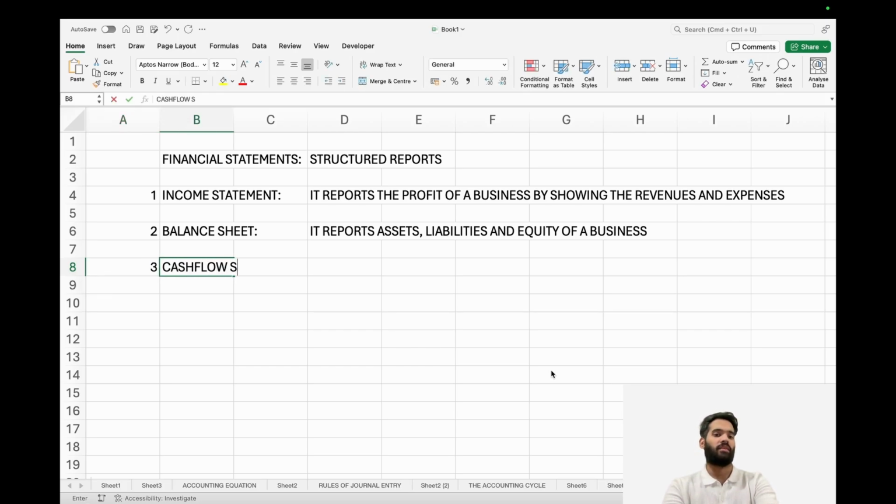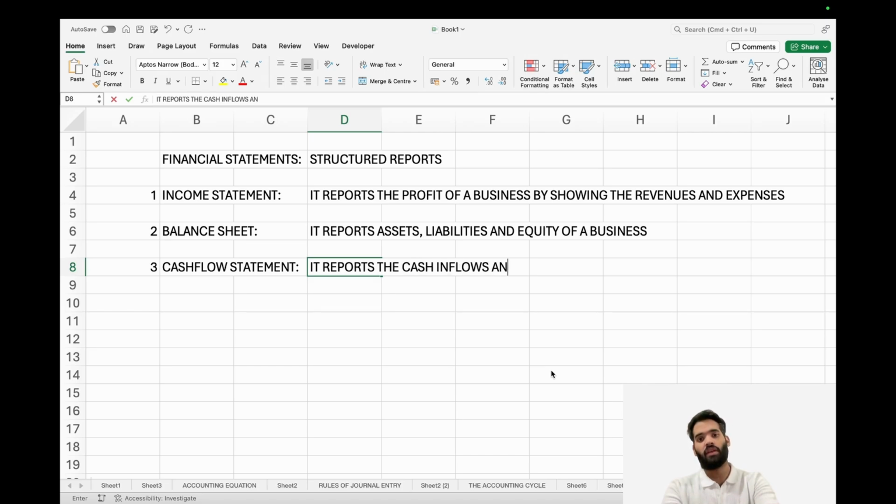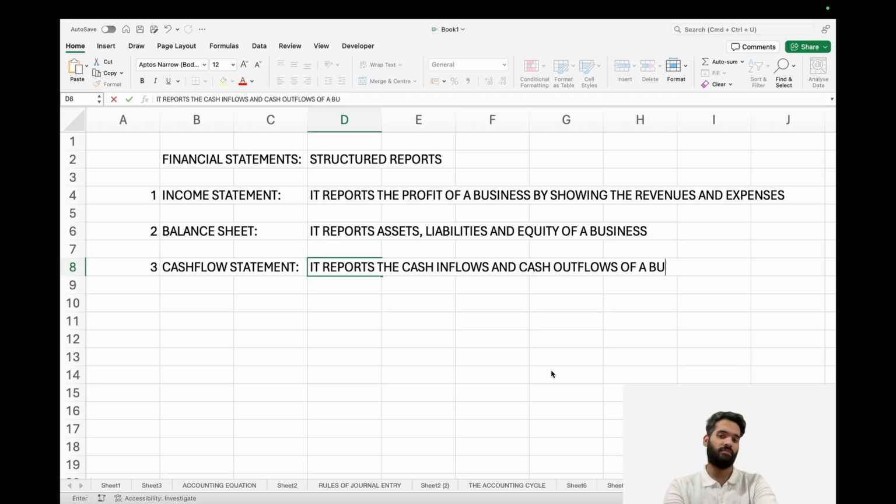cash flow statement. Now, what does the cash flow statement tell us? If I already know the profit and asset, liability, equity, what's left? So it reports the cash inflows and cash outflows of a business. Means where the business is getting their money from and where the business is spending their money to.